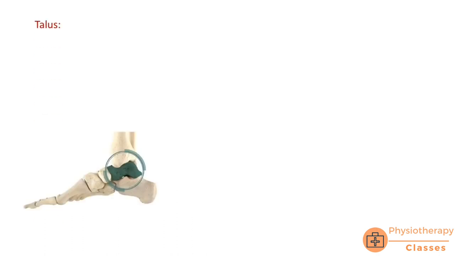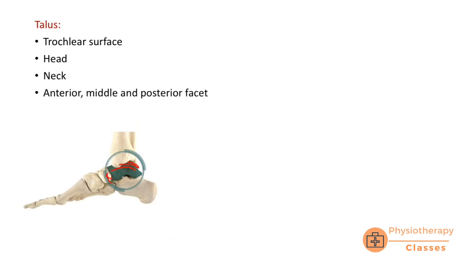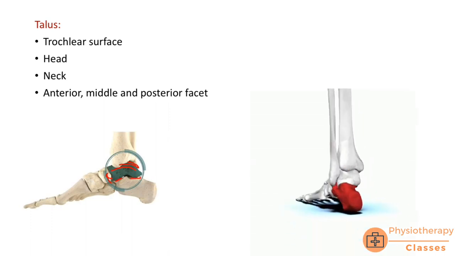Next bone, and a very important bone, is the talus. Some of the important parts of the talus: the trochlear surface, which is the superior surface, as we talked about previously. It is the dome-shaped surface which articulates with the tibia to form the talocrural joint or ankle joint. It has a head anteriorly which articulates with the navicular bone. It has a neck, and importantly it has three facets, which are the anterior, medial and posterior facets. These anterior, medial and posterior facets are situated inferiorly, and they articulate with the calcaneum bone to form the subtalar joint. Next bone is the calcaneum.